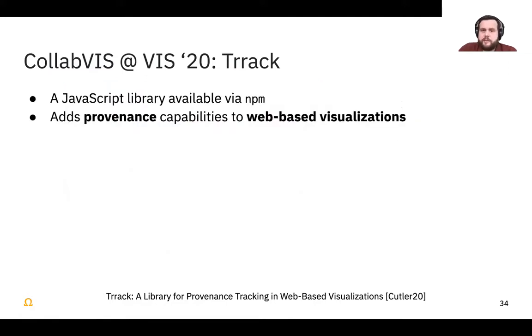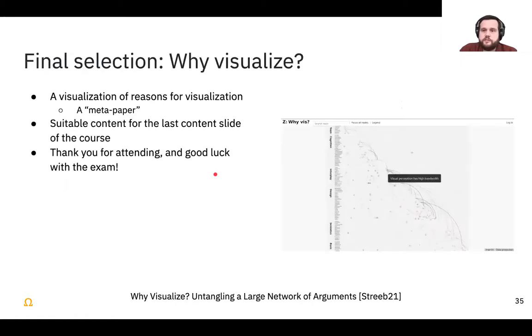Actually, it's a JavaScript library available via the Node.js package manager, and it adds provenance capabilities to web-based visualizations, as we discussed. And this is the last content slide of the course, called Why Visualize. There's been a remarkable paper, a visualization of reasons for visualization. It's a meta paper, kind of. It's called Why Visualize: Untangling a Large Network of Arguments. You can look at this paper if you need extra motivation for this course.